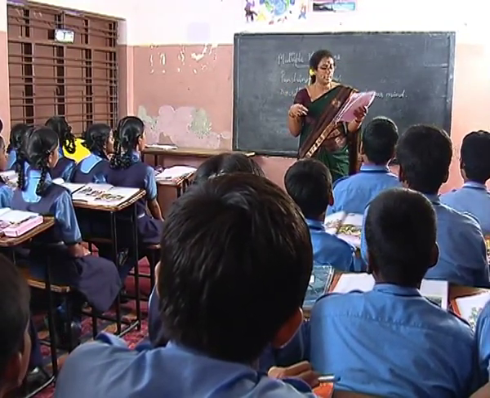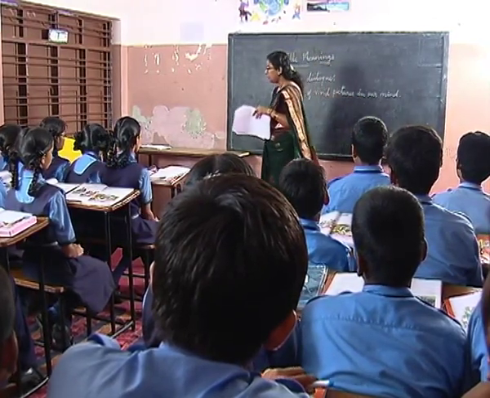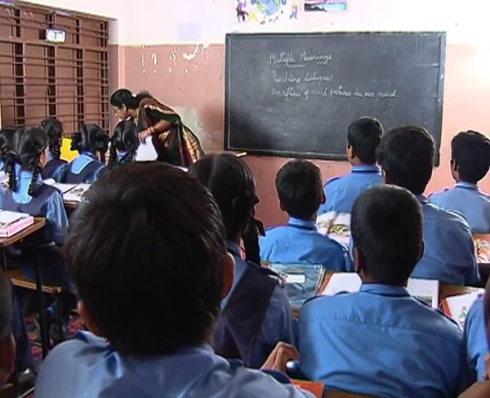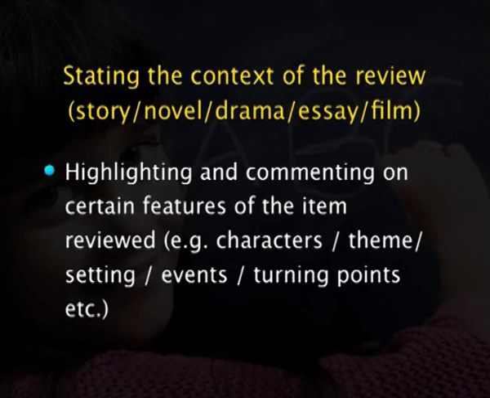And how will you do that? For this, you have to put it on the features. Just have a look over these features of a review. Stating the context of the review: story or novel or drama or essay or film. Highlighting and commenting on certain features of the item reviewed. For example, characters, theme, setting, events, turning points, etc.